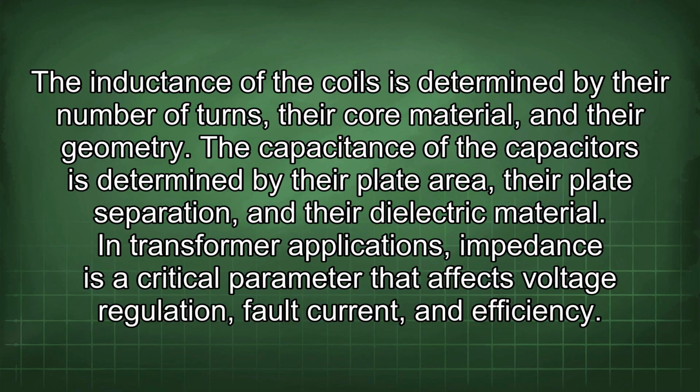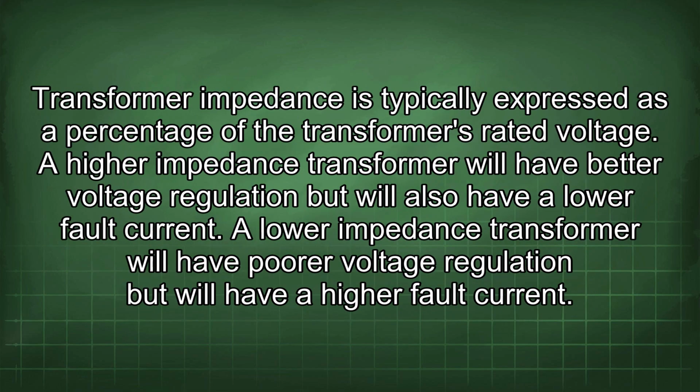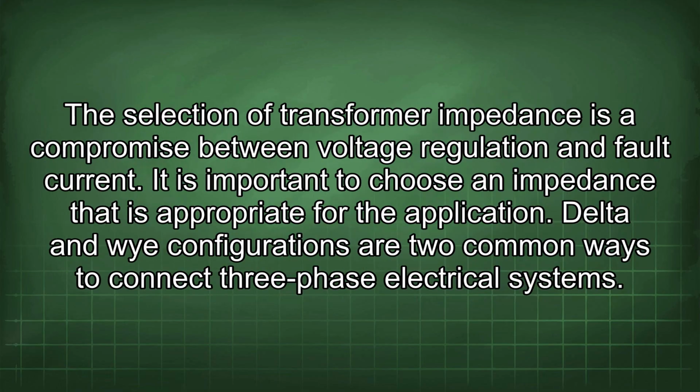In transformer applications, impedance is a critical parameter that affects voltage regulation, fault current, and efficiency. Transformer impedance is typically expressed as a percentage of the transformer's rated voltage. A higher impedance transformer will have better voltage regulation but will also have a lower fault current. A lower impedance transformer will have poor voltage regulation but will have a higher fault current. The selection of transformer impedance is a compromise between voltage regulation and fault current. It is important to choose an impedance that is appropriate for the application.